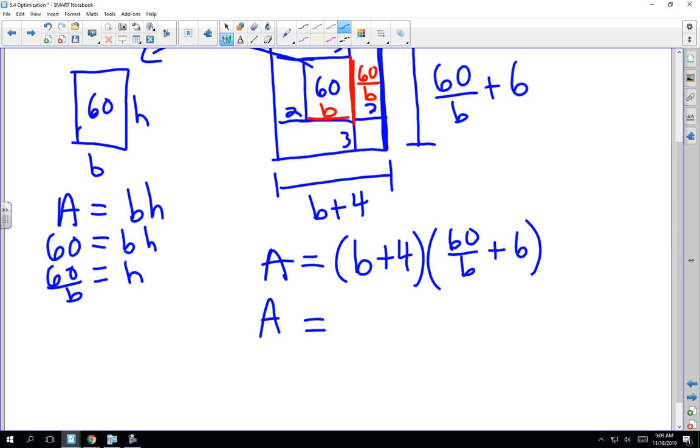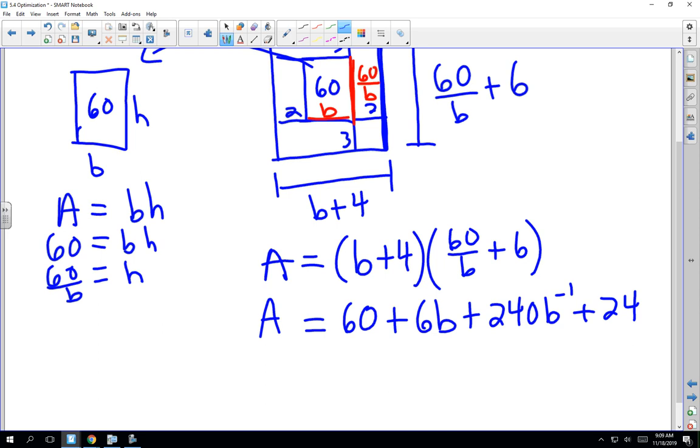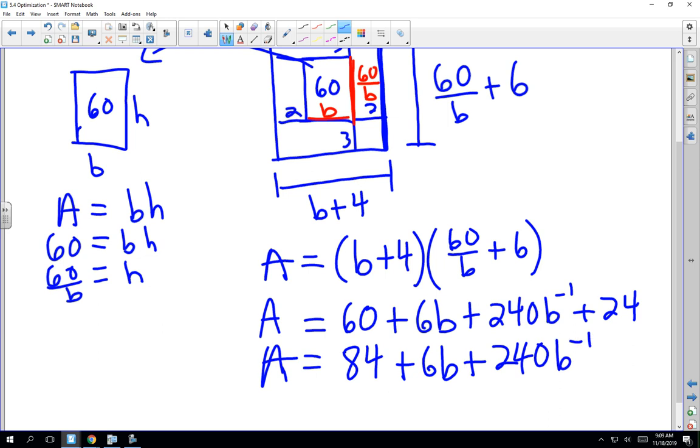So distribute here. When you distribute there, the b's cancel. You get 60 plus 6b plus 240 over b, which I'm going to write as 240 b to the negative 1, and then 4 times 6 is 24. So I can combine a couple of those together. I've got 84 plus 6b plus 240 b to the negative 1.